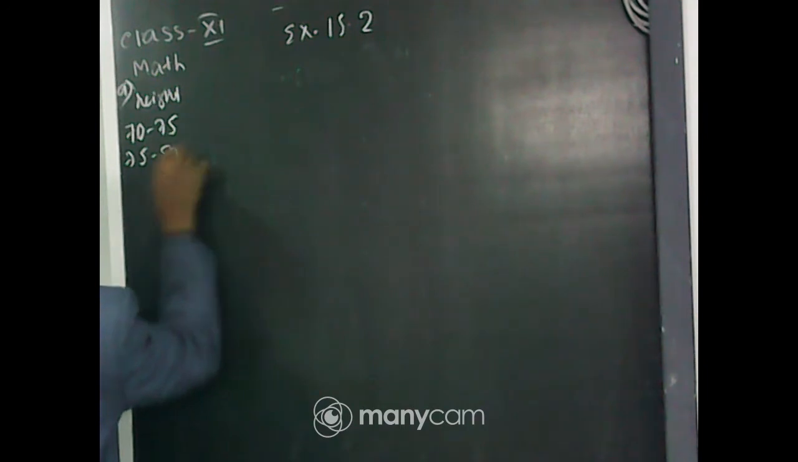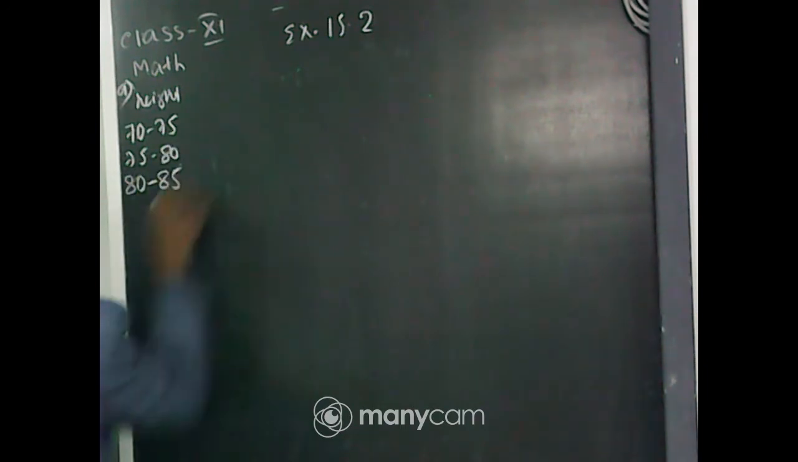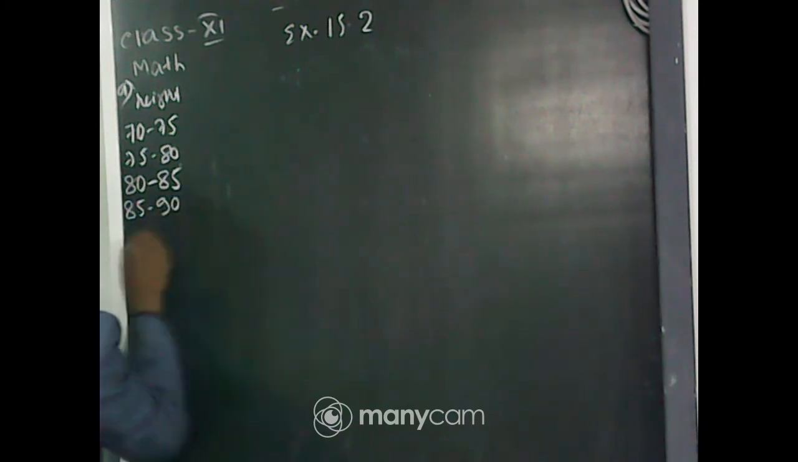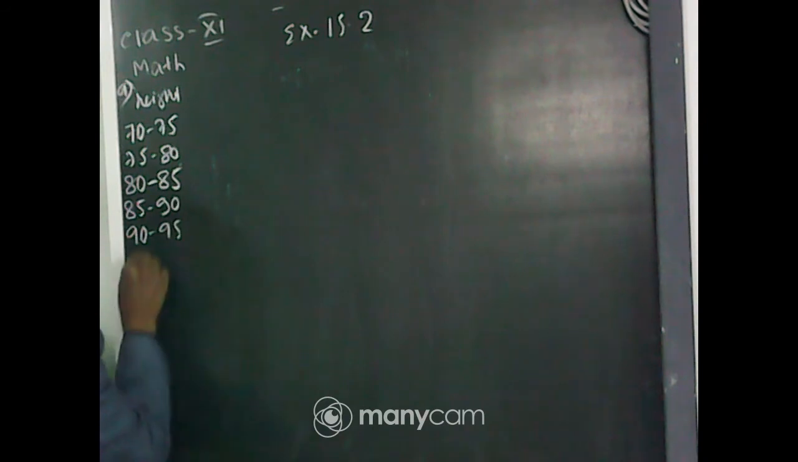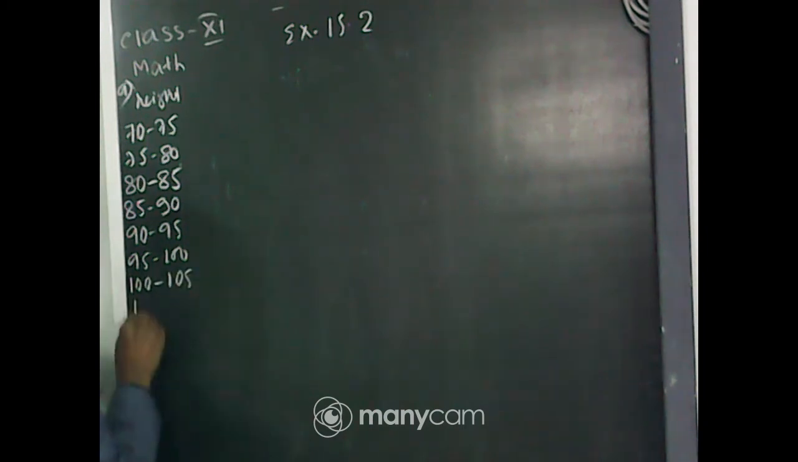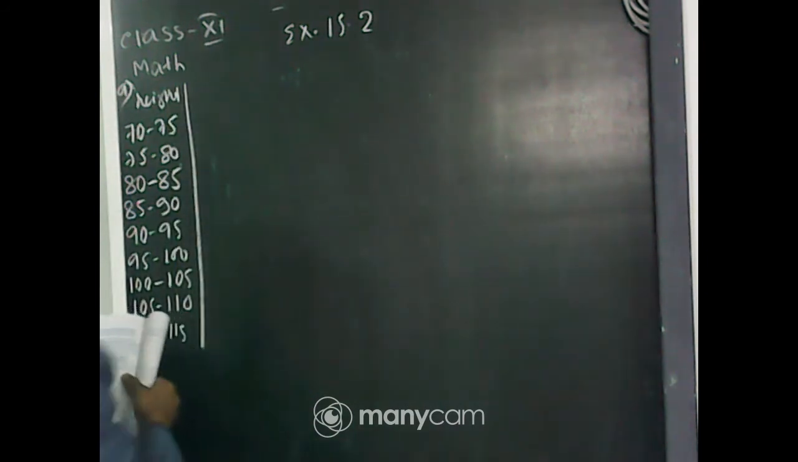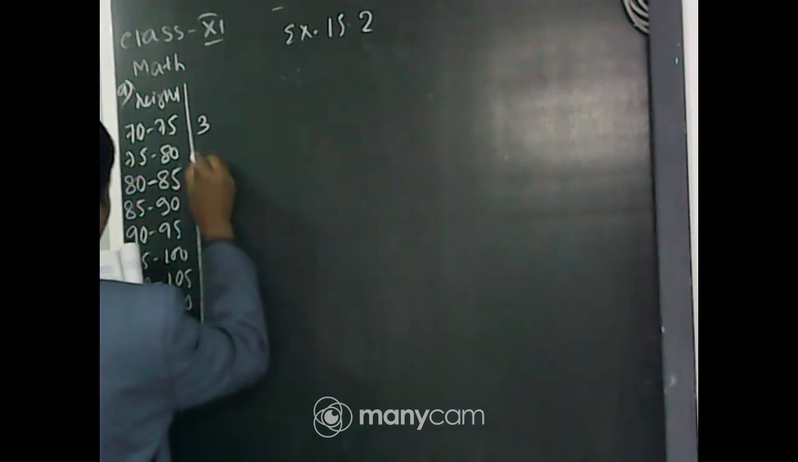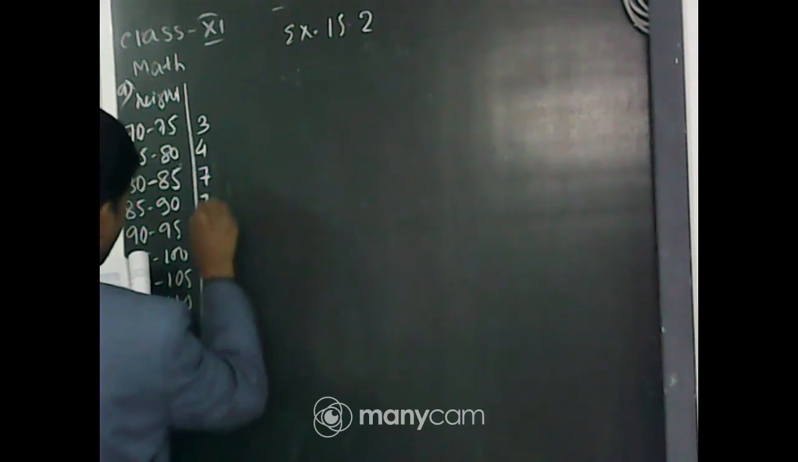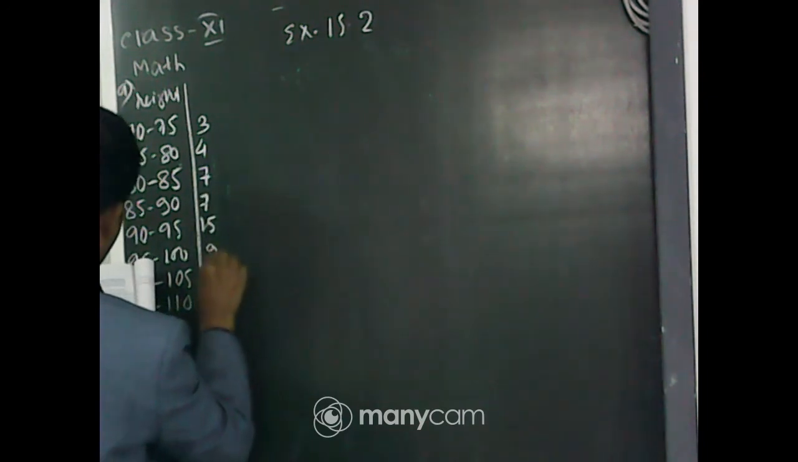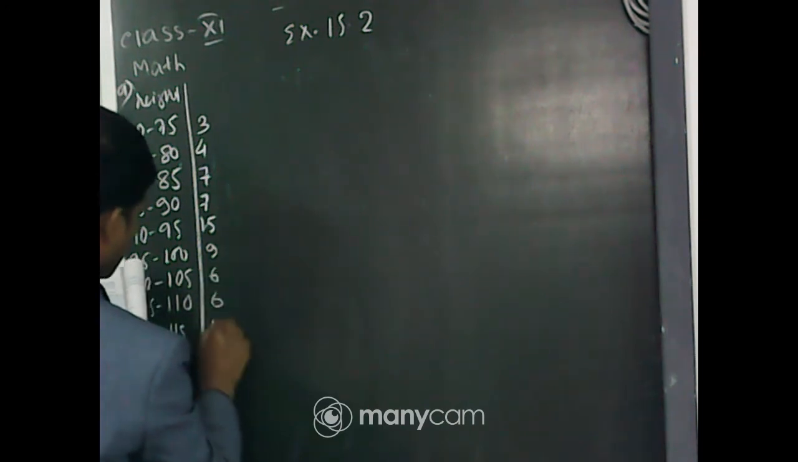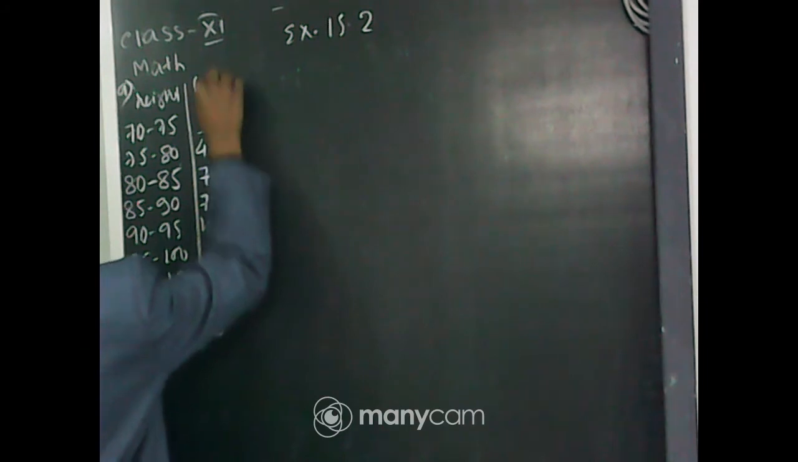75 to 80, 80 to 85, 85 to 90, 90 to 95, 95 to 100, 100 to 105, 105 to 110 and 110 to 115, and the corresponding frequencies are given as 3, 4, 7, 7, 15, 9, 6, 6 and 3. This is the frequency. Okay.